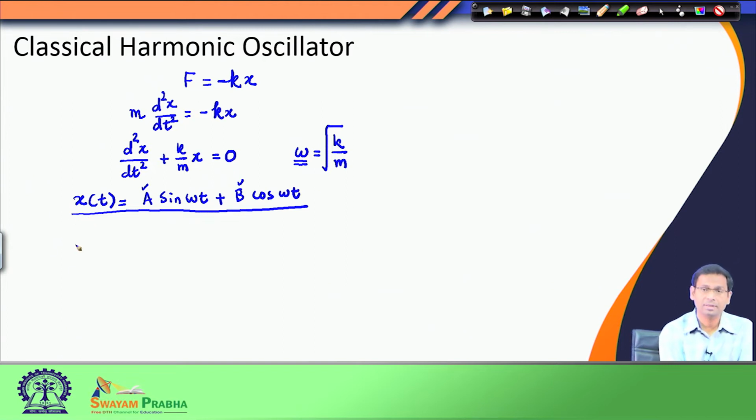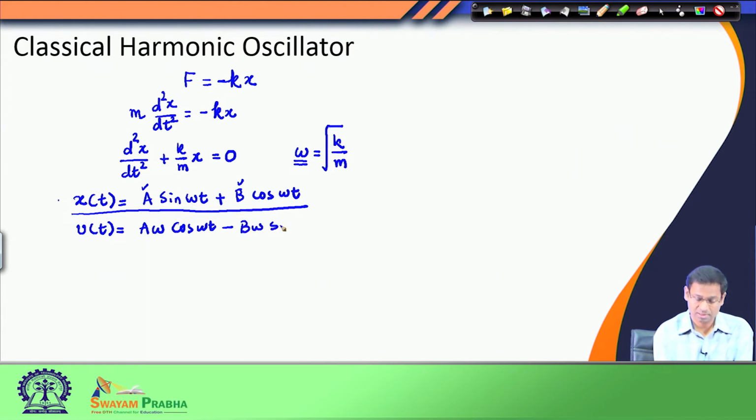Since I know this is the general solution of x, I can also write the general solution of the velocity, which is the first time derivative of x. It will come out to be a omega cosine omega t, and, forgive me, this would be minus b omega sine omega t, because when I differentiate the cosine function with respect to t, I would have a minus sign. So, I have now these two general definitions of the speed and the position.